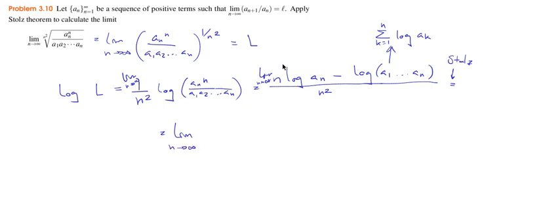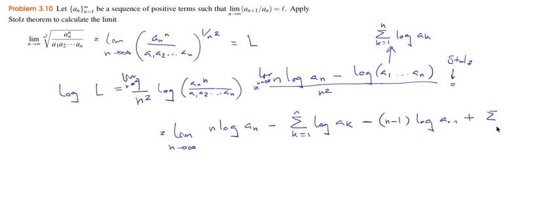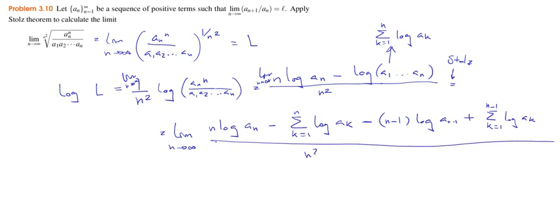Okay, now we have n logarithm of a sub n minus the sum from k equals 1 to n of the logarithm of a sub k, minus n minus 1 logarithm of a sub n minus 1 plus the sum from k equals 1 to n minus 1 of the logarithm of a sub k, and then n squared minus n minus 1 squared, but we know this is going to be 2n minus 1. We have done this before. So now we have the limit when n goes to infinity.